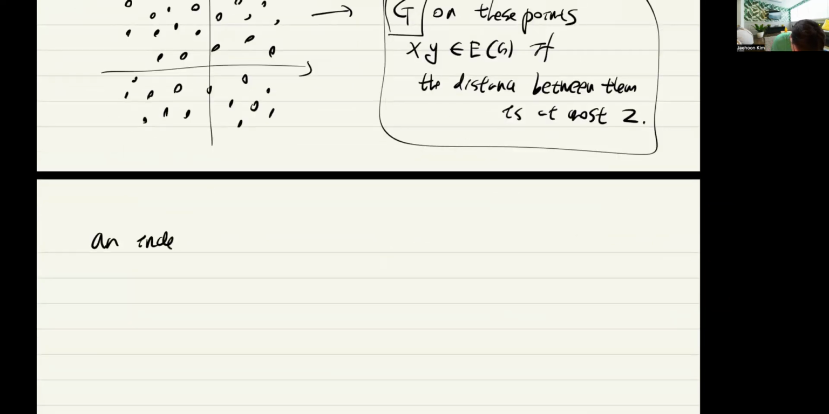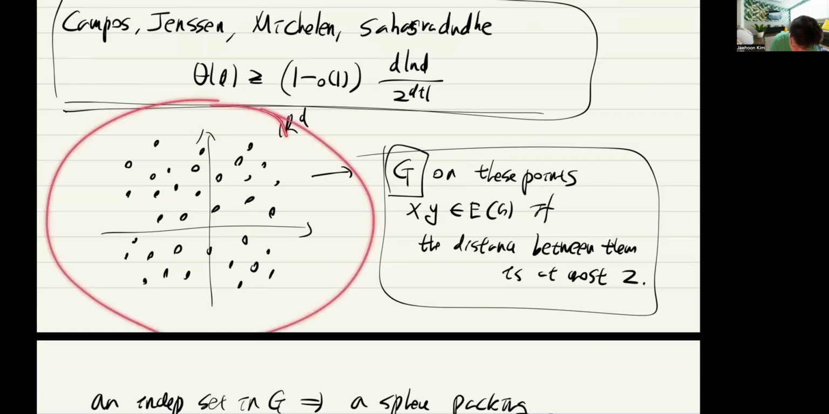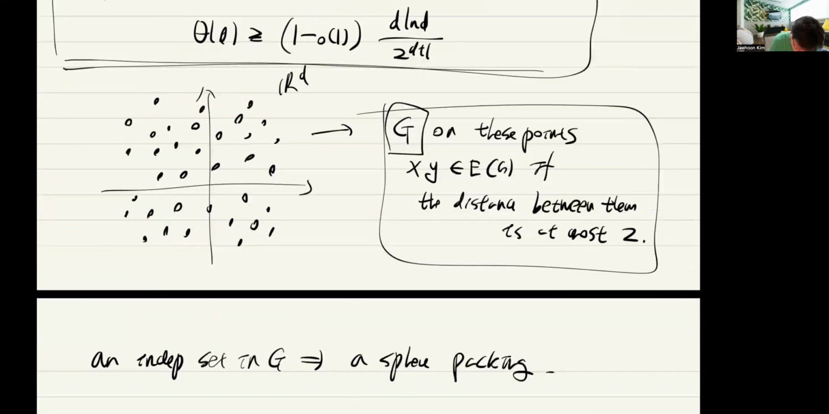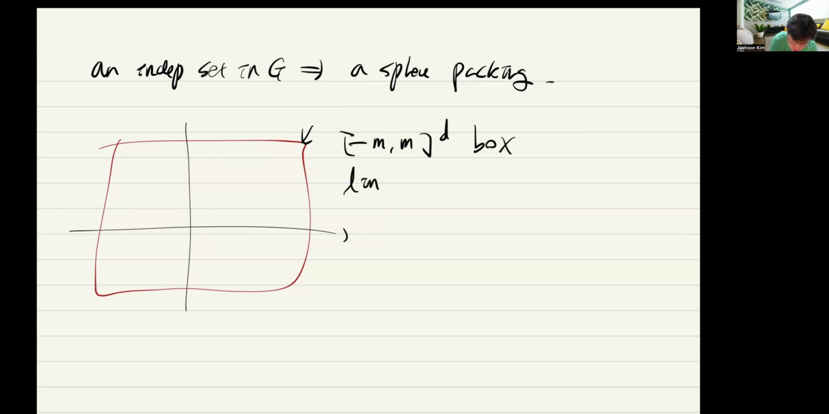An independent set in G yields a sphere packing. Technically, we want to do it in infinite space, but you can restrict your attention to a large box, say negative m to m to the d. And then you just do it in there, and then you take the limit as m goes to infinity, and you can get the sphere packing.